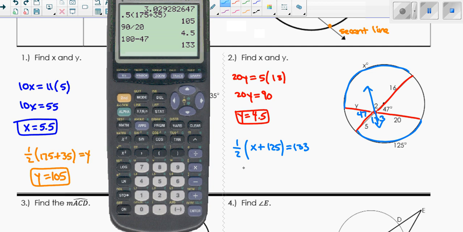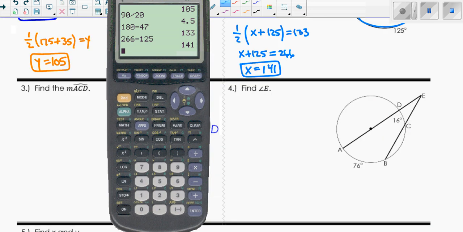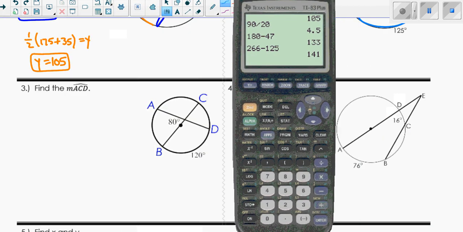Instead of distributing a 1/2, I'm going to double each side. That way I don't have to deal with a fraction. If I double 133, I get 266. If I subtract 125, I get 141. And there's x and y. All right, so both of those properties used the chord theorem as well as the angle inside when chords intersect. Okay, and number 3.